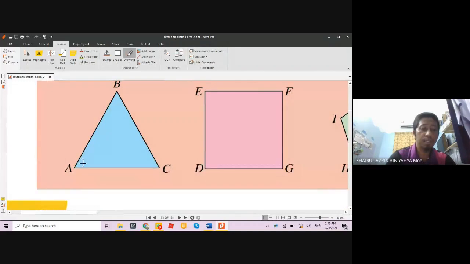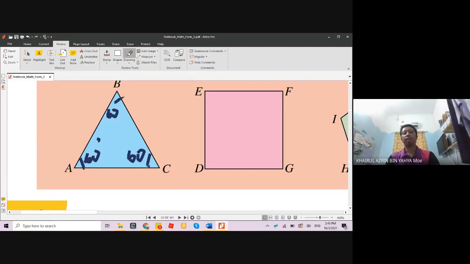Okay. The sum of interior angle is 180. So 180 divided with 3 angles. This is 60. Same here. This is 60. And here also 60. Total is 180. And then for second, this one we call as square. Square, where the angle here is 90 degrees. 90 degrees, 90 degrees, and 90 degrees. And square, all sides are equal.